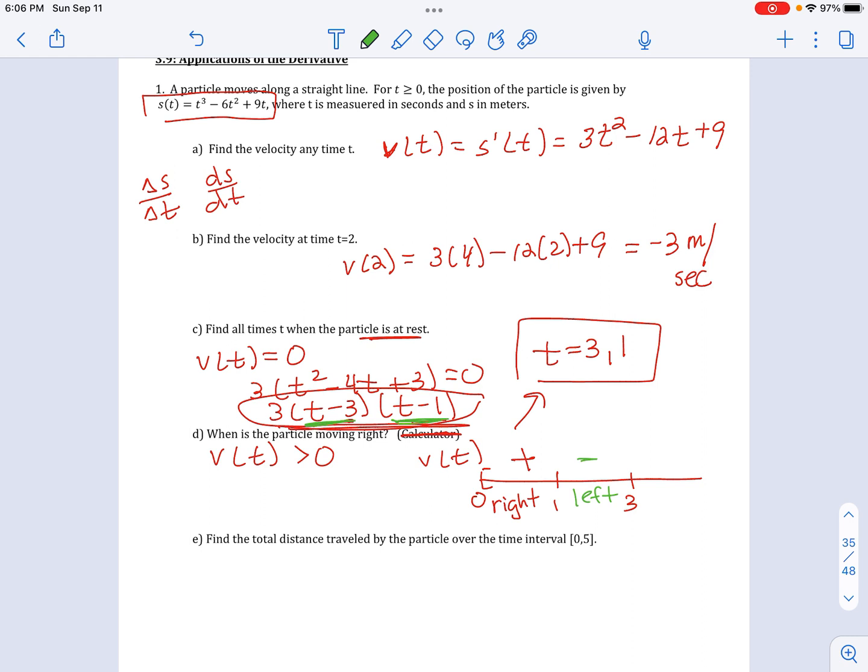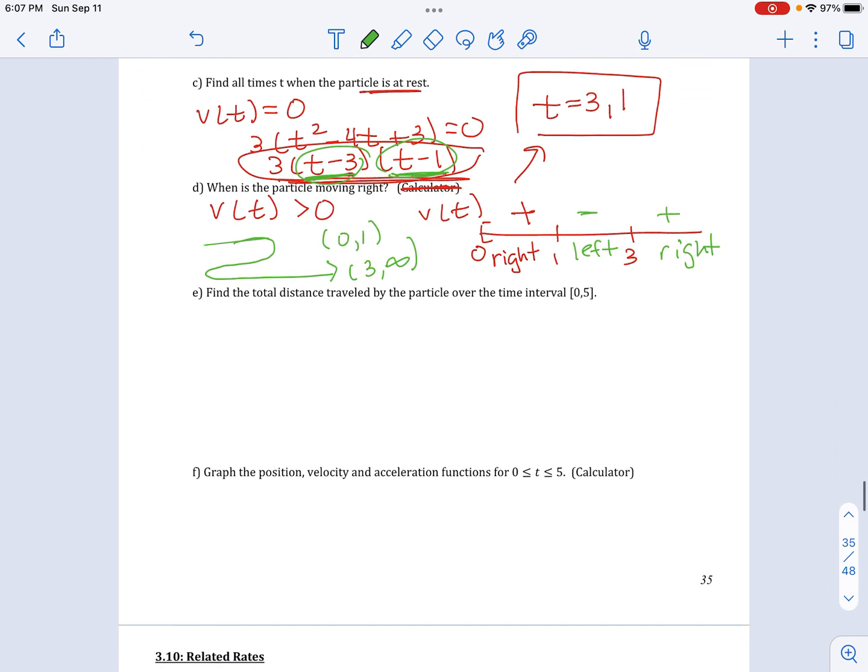And then if I plug in a number like 4, both of these are positive, so this is moving to the right. So what this is saying is the particle from 0 to 1 seconds is going to move to the right, then it's going to turn around and move to the left, and then it's going to turn back around and move to the right again. That's what this little table is showing us. So we can say it is moving to the right from 0 to 1 seconds and from 3 to infinity.